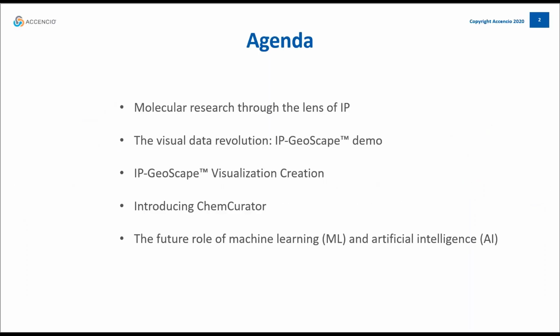So today, in terms of an overall agenda, as Janos mentioned, we'll talk a bit about molecular research through the lens of IP, the way we look at the world, and what we call our visual data revolution and the IP Geoscape tool that Janos mentioned. We'll go through the way we create the IP Geoscapes and the important role that ChemCurator plays in the development of our landscape technology. And then we'll talk about some machine learning and artificial intelligence issues looking forward in terms of Accencio and what we plan to do.